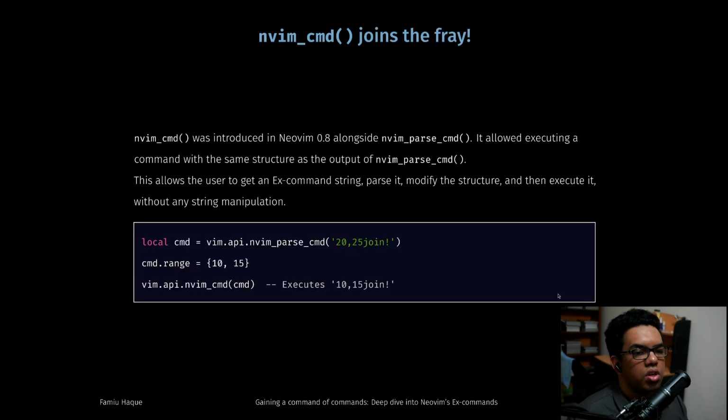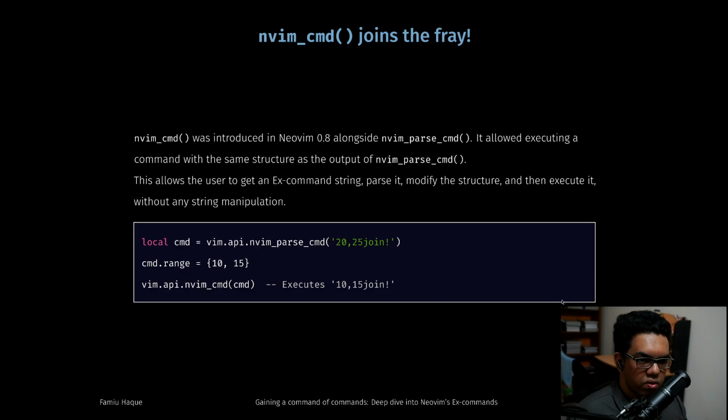So here comes the second part of the puzzle. nvim_cmd, which is basically the other side of nvim_parse_cmd. It was also introduced in Neovim 0.8. It allowed executing a command with the same structure as the output of nvim_parse_cmd.